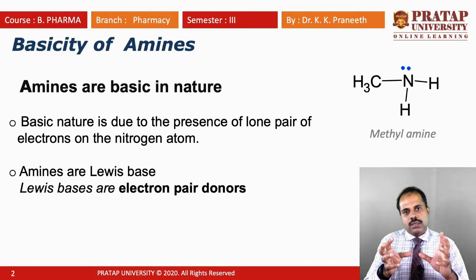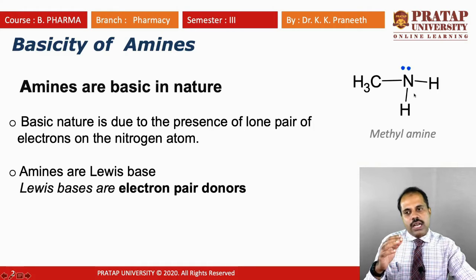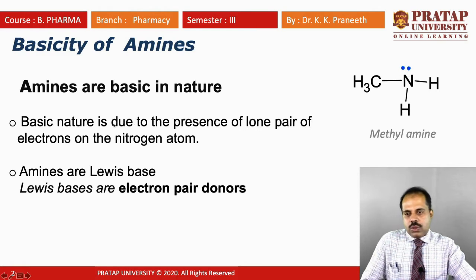The basic nature of any amine is due to the presence of the lone pair of electrons on the nitrogen, right? You can see here this is a primary amine; we have also seen the classification: primary, secondary and tertiary amine. This is a primary amine, CH3NH2, methylamine. The nitrogen atom carries a lone pair of electrons. So amines are basic in nature.